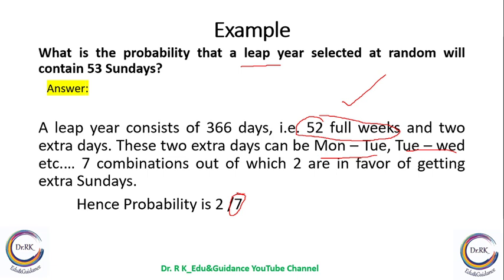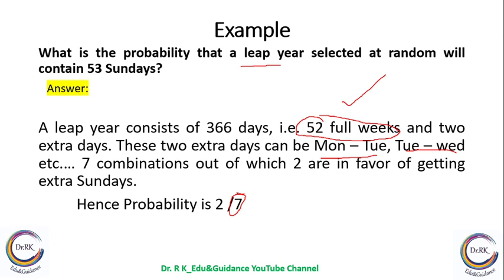So 7 possibilities where we can have 2 extra days, right? Now, out of which, how many are in favor of getting an extra Sunday? That is, we get 2 combinations out of the 7: Saturday and Sunday, which means we had an extra Sunday.